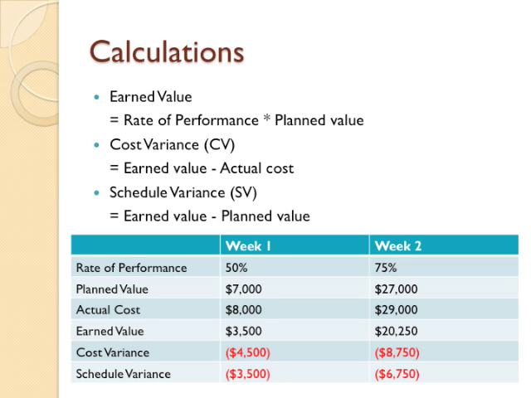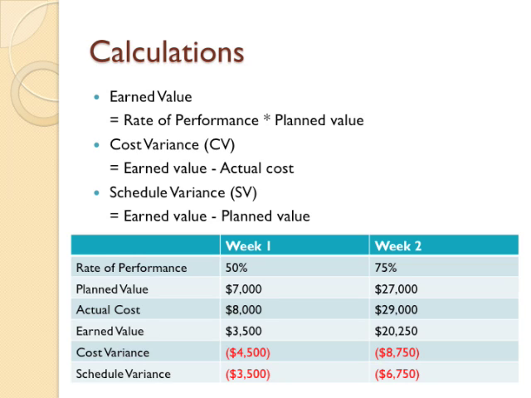The earned value is the value of work completed to date. It is calculated by taking the rate of performance times the planned value of work at that time. For example, for week 1, earned value is equal to $3,500. This was calculated by taking the rate of performance, which was 50%, times the planned value, which was $7,000. The earned value for week 2 that we calculated was $20,250.